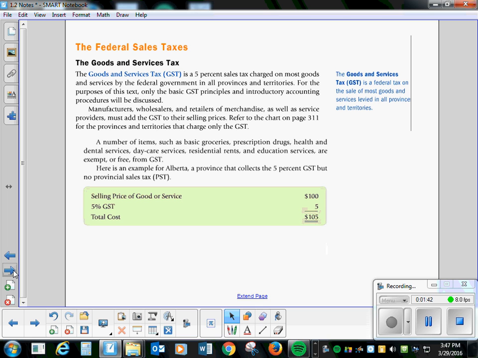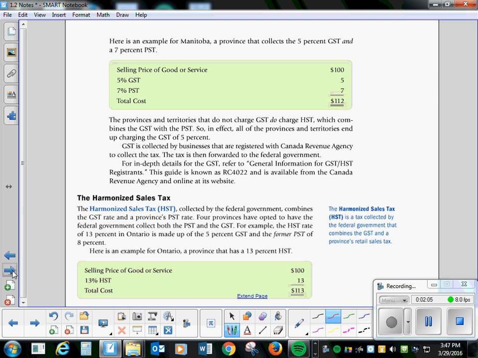The GST is a 5% sales tax charged on most goods and services by the federal government in all provinces and territories. So you have no option on paying the GST. An example would be if you are buying something for $100 and there's 5% GST, the amount of GST would be $5, so the total cost would be $105. Same example, but in Manitoba, it would cost you $112 because of the way their taxes are set up. And the harmonized tax would be $113 based on how it is set up.